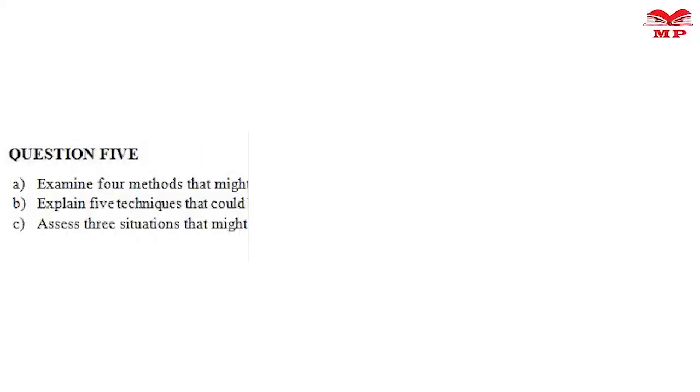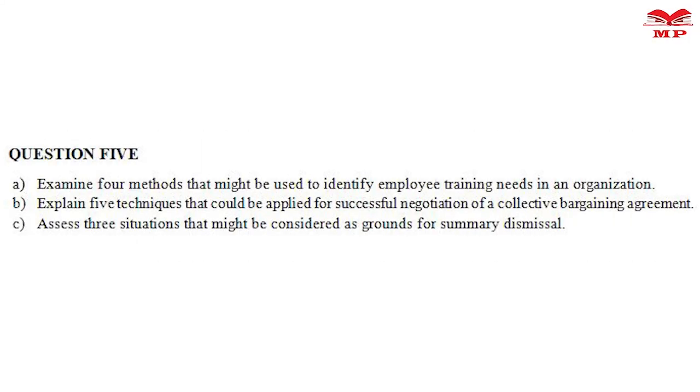We will read together. A, examine 4 methods that might be used to identify employee training needs in an organization. 4 marks. Question 5B, explain 5 techniques that could be applied for successful negotiation of a collective bargaining agreement. 5 marks. Question 5C, assess 3 situations that might be considered as grounds for summary dismissal. 6 marks. Total 15 marks for question 5.